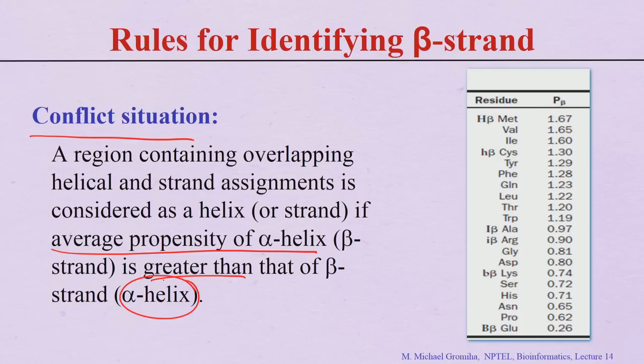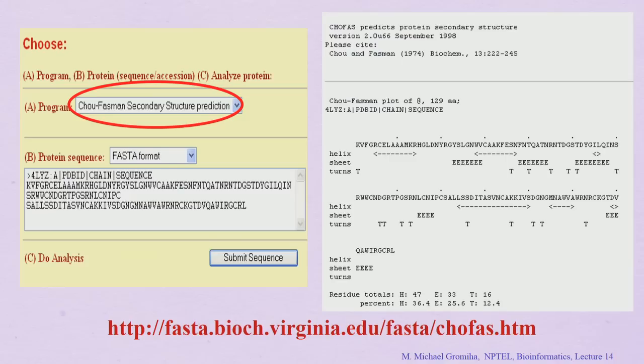If beta strand is greater, then it is beta strand. So, in a conflict situation, you can get the values, compare the numbers, and then assign the secondary structure. Here is one web server.